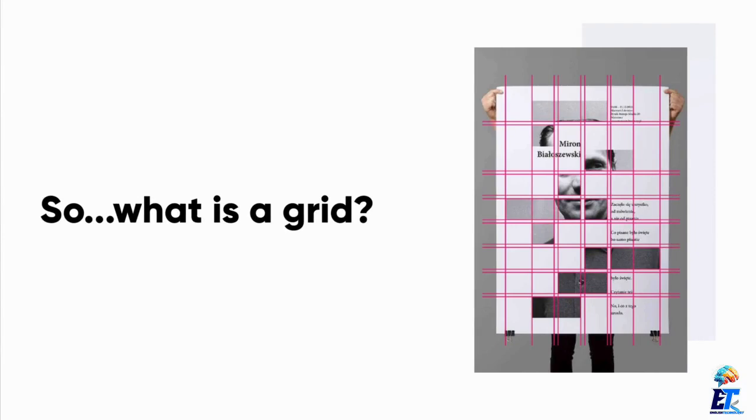The grid is a structure comprising a series of lines that divide the page into columns. We have vertical and horizontal. And this structure helps designers arrange content on a page, like you can see here. Everything is sitting on a grid. This is something we never include in our final designs.